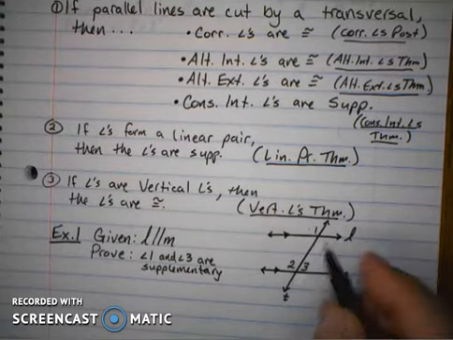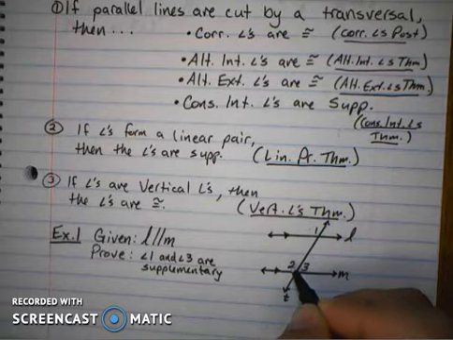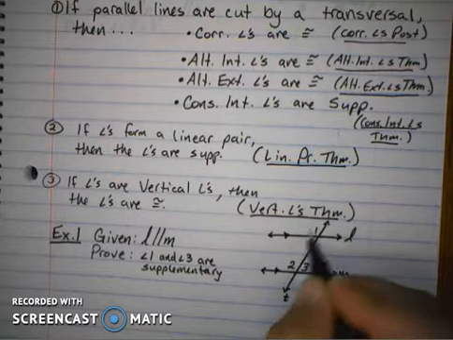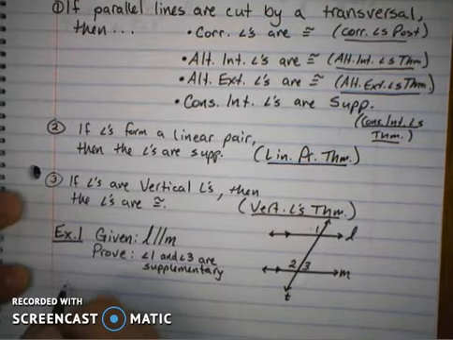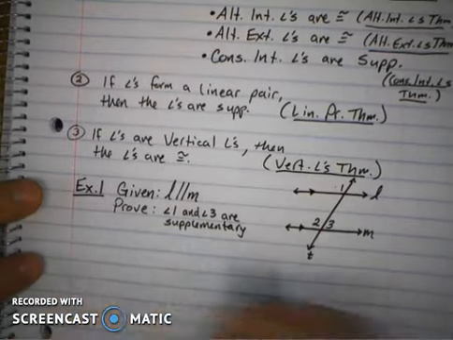But we do know a couple things. That's why I've marked angle 2. We know 1 and 2 would be corresponding angles, so they're congruent. And we know that 2 and 3 form a linear pair, so they're supplementary. So I'm going to use some of those ideas to help say that 1 and 3 are supplementary in my proof. Okay? So I'm going to use that shorter way of writing proofs.